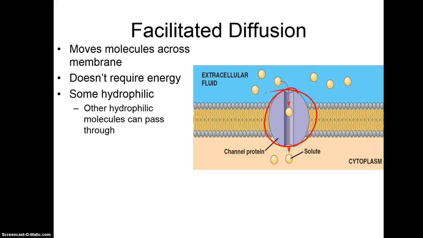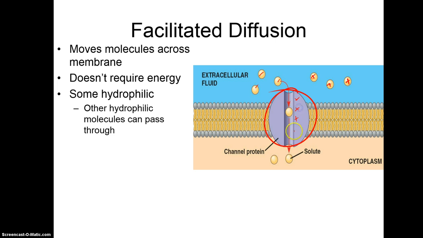Some hydrophilic molecules, remember hydrophilic means they love water. If they're hydrophilic, that means they've got some kind of charge, because they're attracted to the charges of the water. That's why they love water. So other hydrophilic molecules can pass through them. Hydrophilic basically means we're looking at some kind of charge. So I'm just going to randomly pick a couple. We've got some negatives, some positives that are going to be attracted to charges in here.